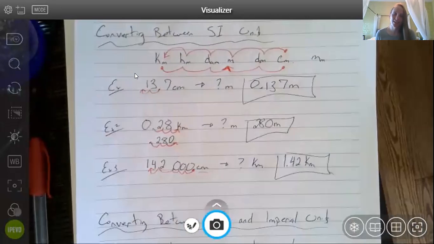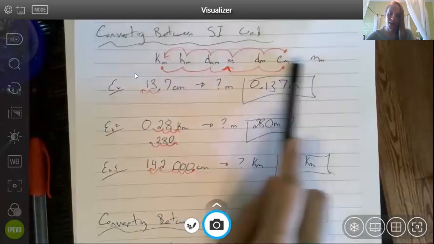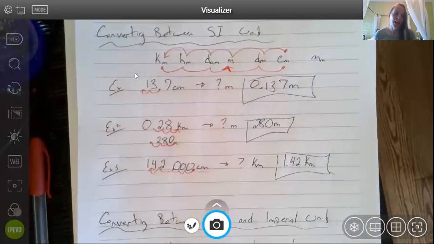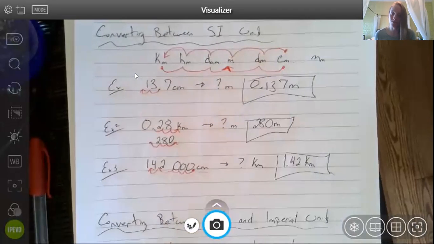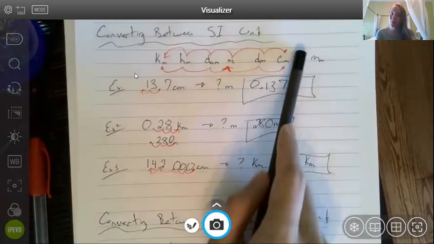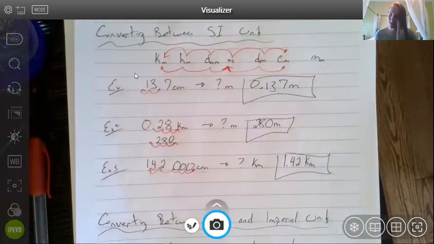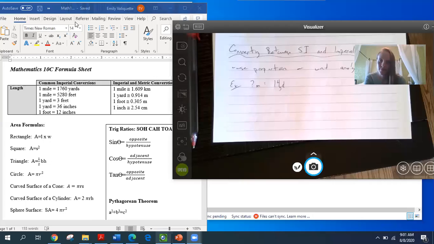Okay, again, these kinds of conversions between different measurements of SI length are not on your formula sheet. You do have to just memorize how to do this. Okay, the next thing that we're going to look at is how to convert between these SI units and imperial units, like the ones we looked at yesterday. And for this, you will be using your formula sheet as well.